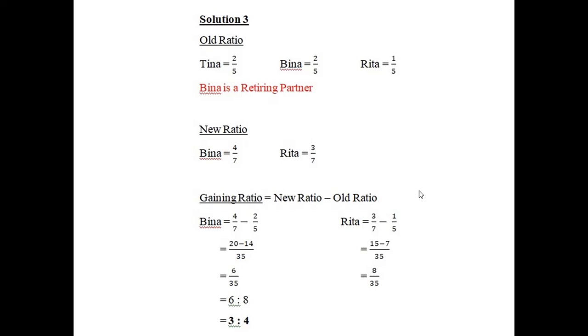Old ratio is already provided. The new ratio is also provided. So you have to calculate the gaining ratio, and the formula of gaining ratio is very simple: new ratio minus old ratio. And the formula of sacrificing ratio was what? Sacrificing ratio equals old ratio minus new ratio. But the formula of gaining ratio is new ratio minus old ratio. So don't get confused here.